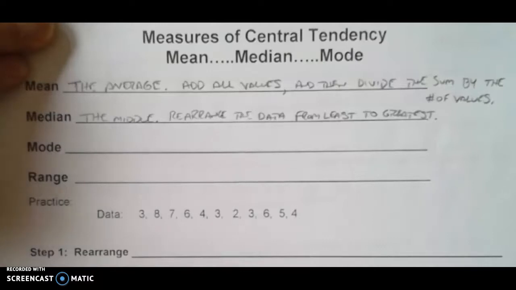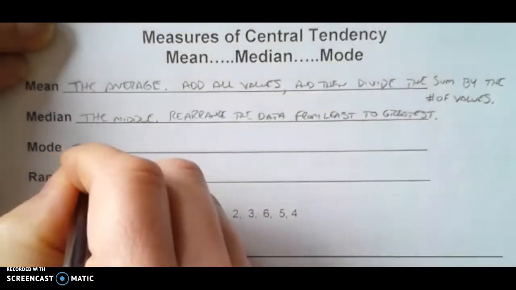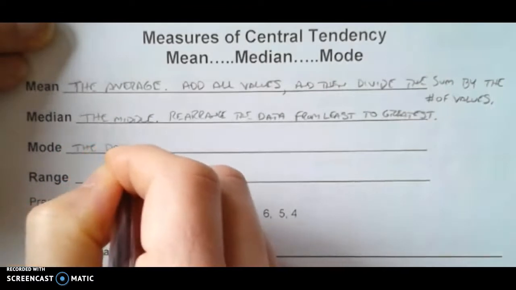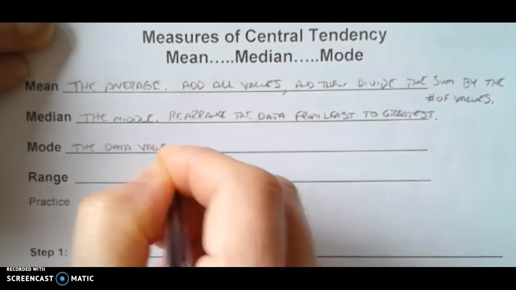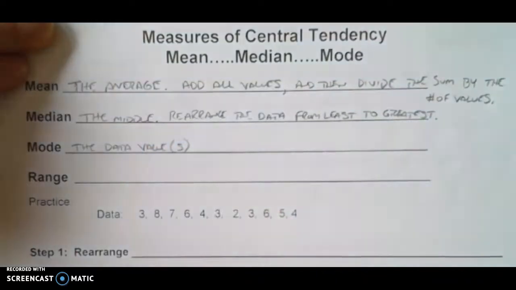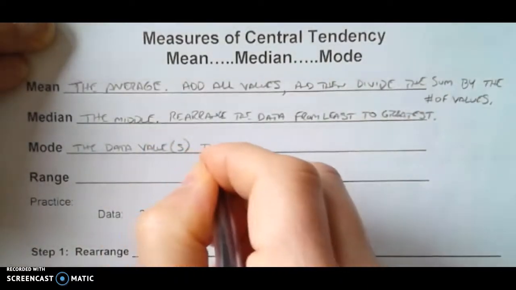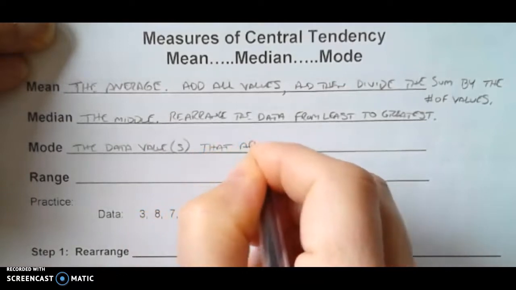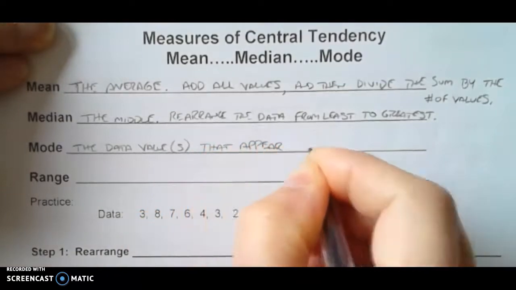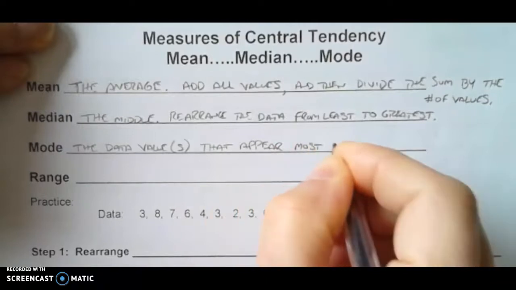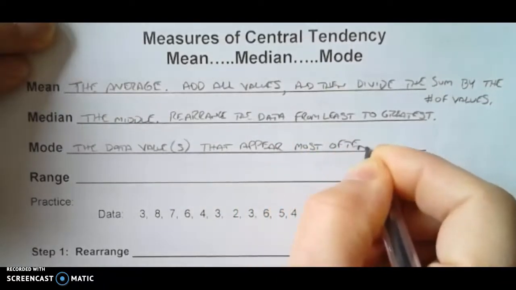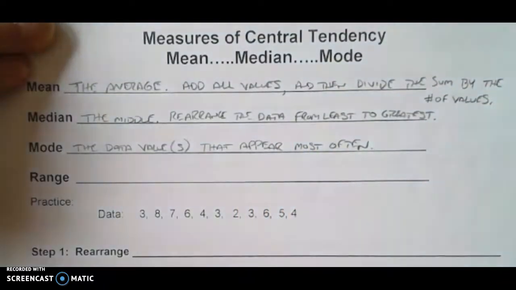All right, the mode is the data value, or sometimes there's more than one. So we'll say the data value or values that appear most often. The ones that show up the most, the ones that appear most often. Those three, the mean, the median, and the mode, are your measures of central tendency.